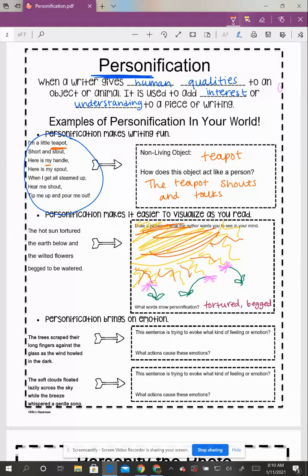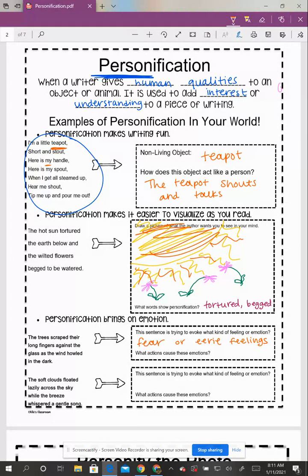Let's go down and now let's look at the next example. Personification often also brings emotions. The trees scraped their long fingers against the glass as the wind howled in the dark. They want to try to bring about or evoke emotion and feeling. What is the kind of feeling that you feel? The trees scraped their long fingers against the glass as the wind howled in the dark. To me, that feels very fearful, full of fear or eerie feelings.